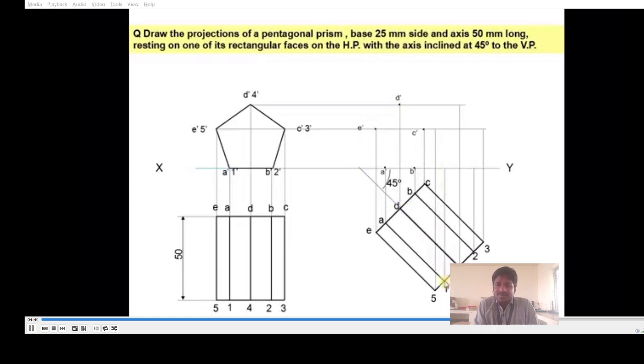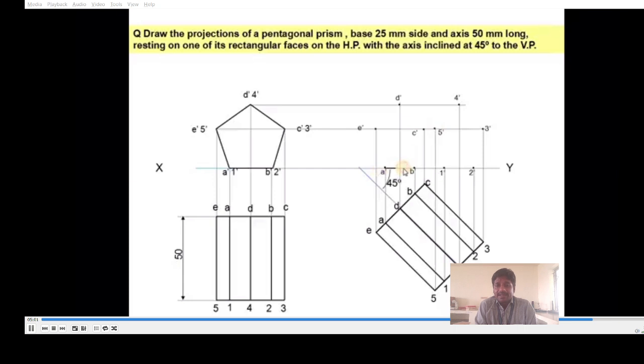Similarly, we have to draw for 1, 2, 3, 4, 5 also. So 5, that point is going to be 1 dash. That point is going to be 2 dash, the 3 dash. The top point is going to be the 4 dash, because that is the intersecting point, and that is going to be 5 dash.